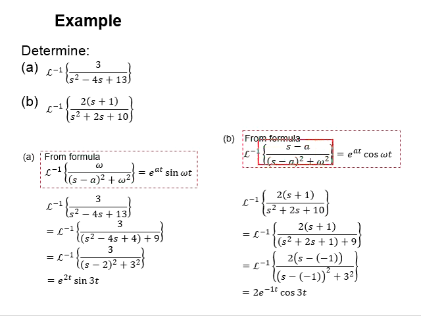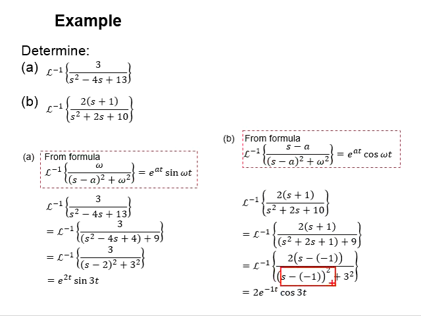Based on the formula here, the relationship between s and a is always in the negative form. However, here it appears in the positive form. This can be rewritten as s minus (-1), which will eventually give you the same outcome as s plus 1. This can be rewritten in this manner, where 1 plus 9 is equal to 10.